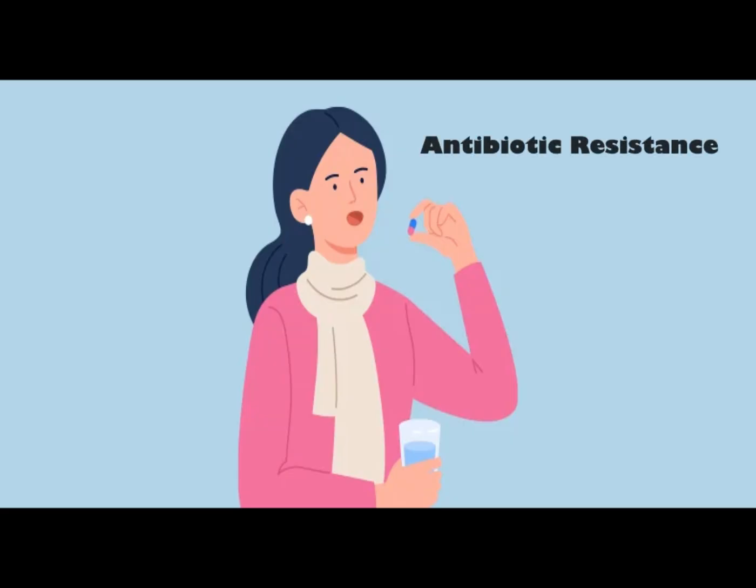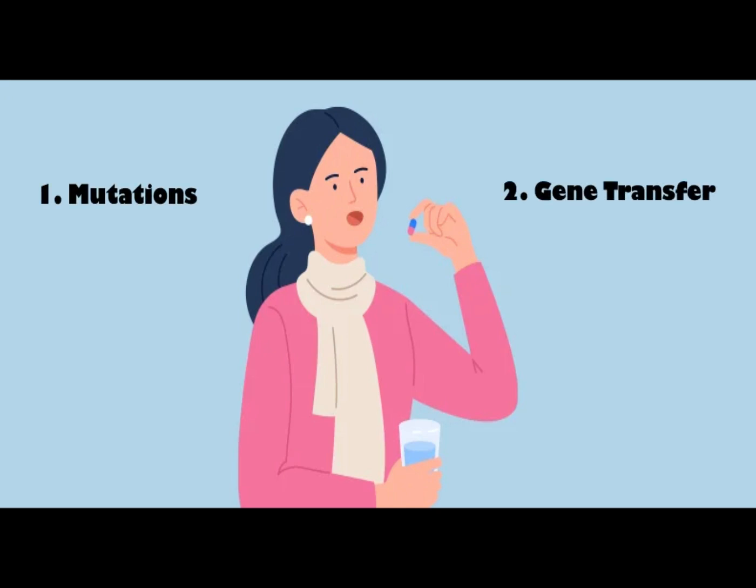Antibiotic resistance is a rising health concern, but how do diseases gain this resistance in the first place? Antibiotic resistance is the result of either a gene mutation or a gene transfer between bacteria that gives them resistance to a specific drug.